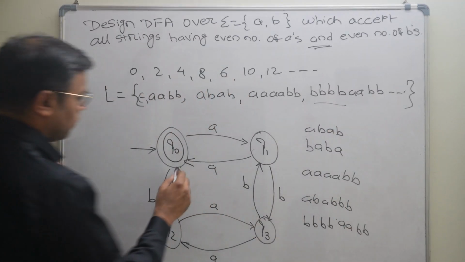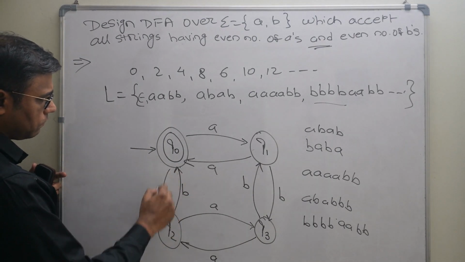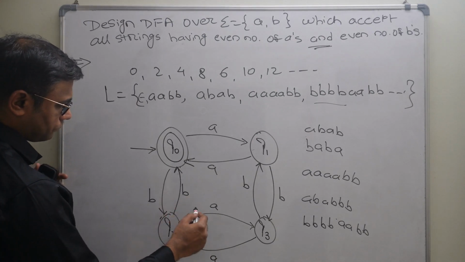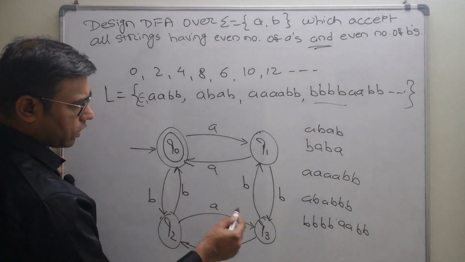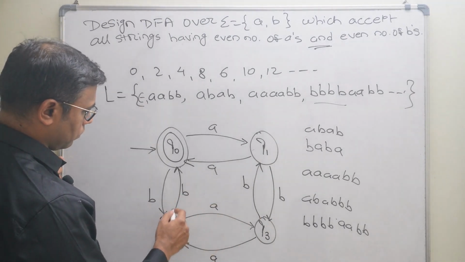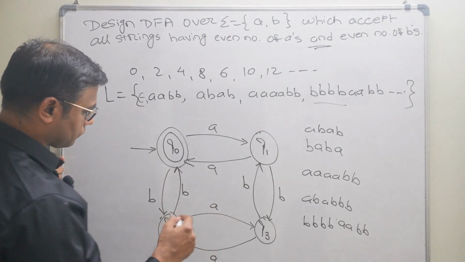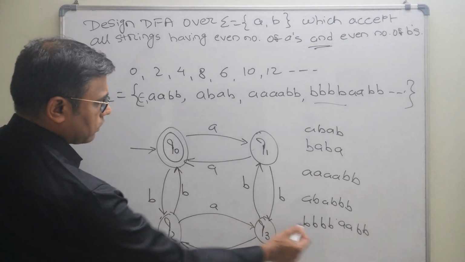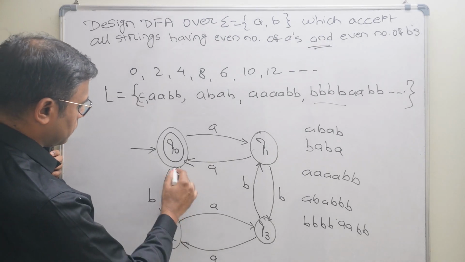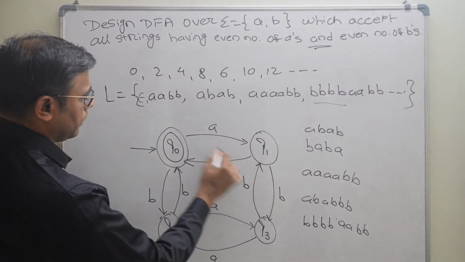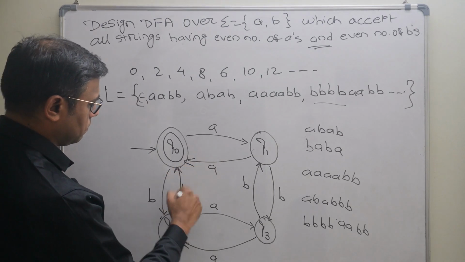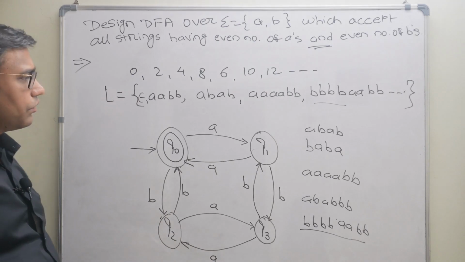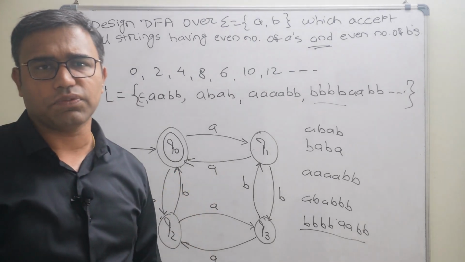Okay, let us see. One b, then there is a b, four times b, then a, then b. So this is how the string is acceptable, containing even number of a and even number of b, and this is the final deterministic finite automata.